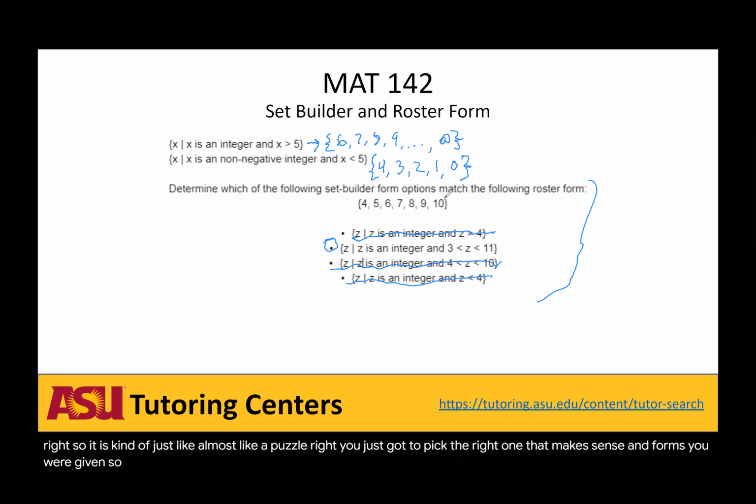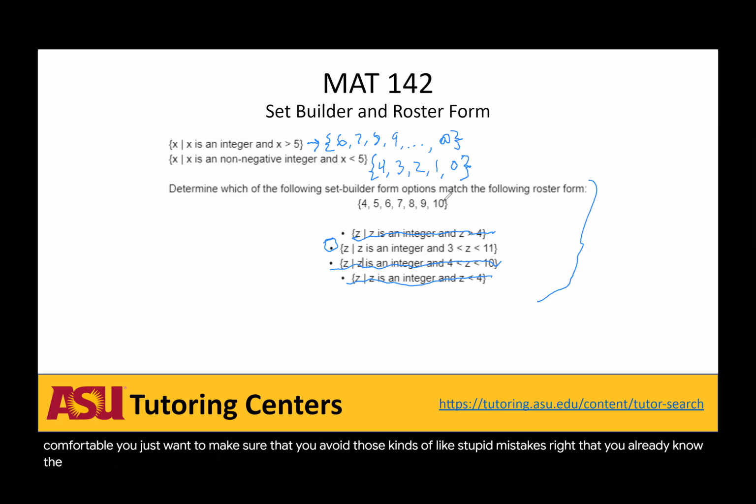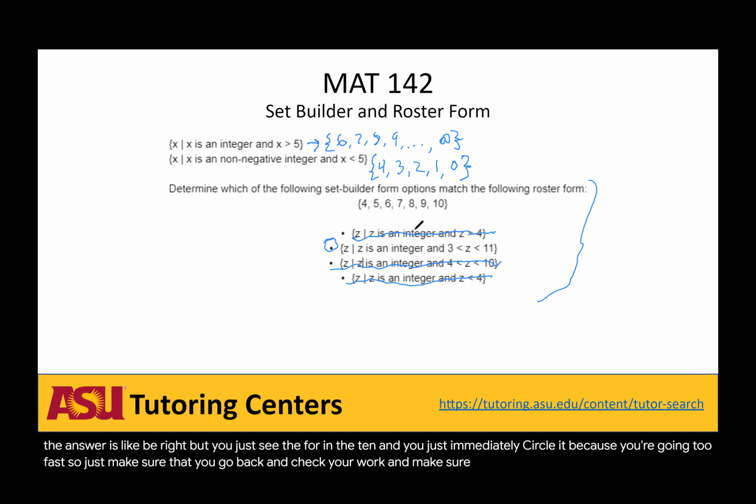So I would definitely recommend taking these questions a little bit slow at first until you get comfortable. You just want to make sure that you avoid those kinds of silly mistakes, right? Where you already know the answer is like B, but you just see the 4 and the 10 and you immediately circle it because you're going too fast. So just make sure that you go back and check your work and make sure everything is all good.